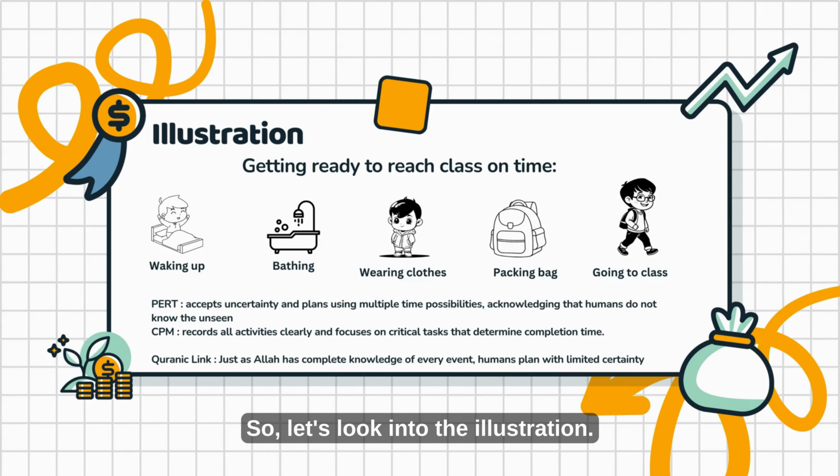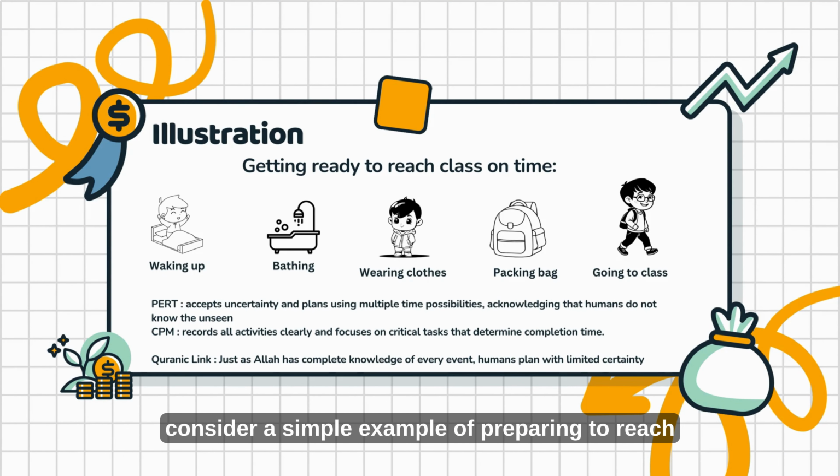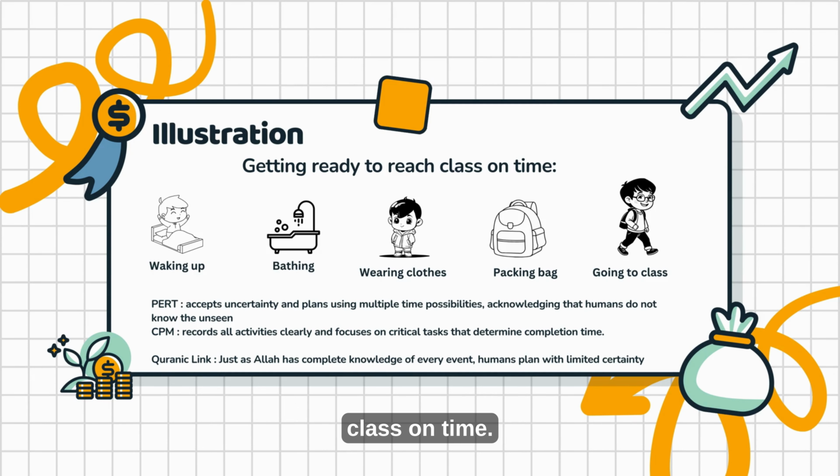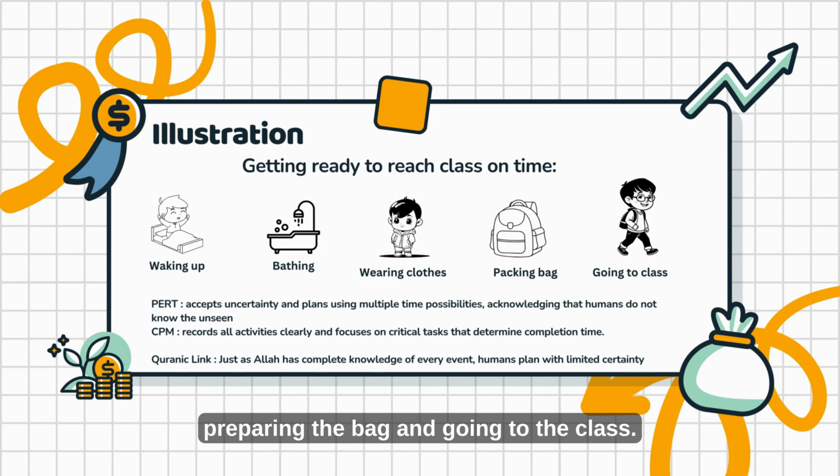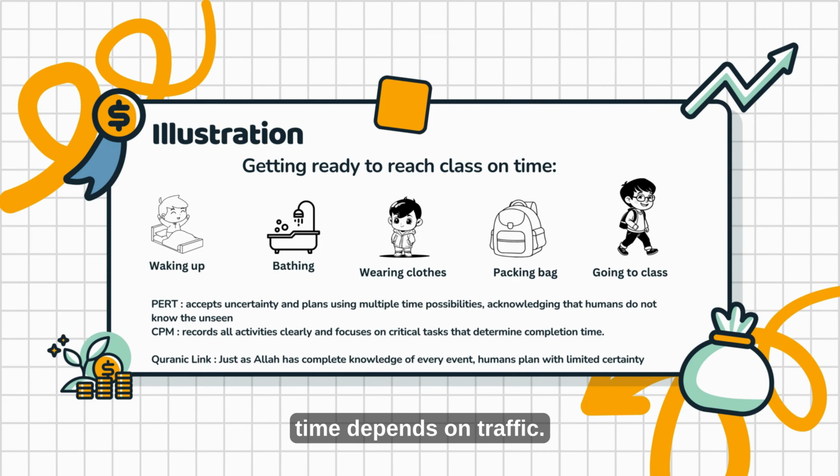So let's look into the illustration. To strengthen this connection, consider a simple example of preparing to reach class on time. The student plans several activities, such as waking up, showering, getting dressed, preparing the bag, and going to class. From the PERT perspective, some activities have uncertain durations. For example, the shower time may vary, and travel time depends on traffic.